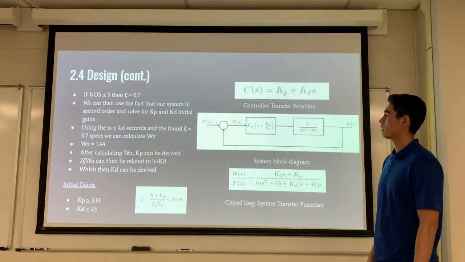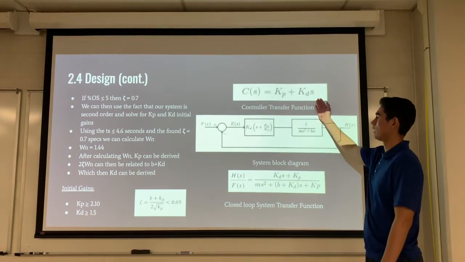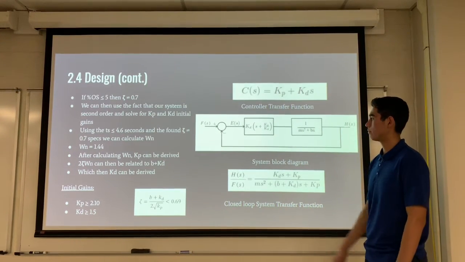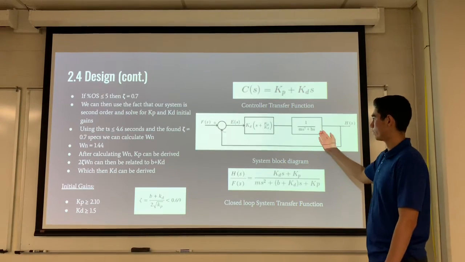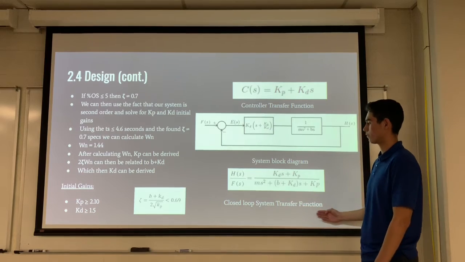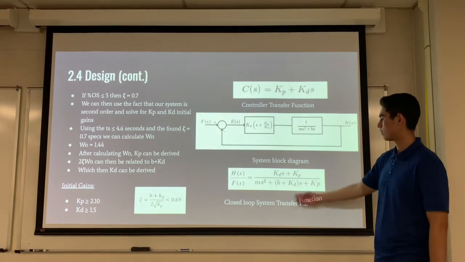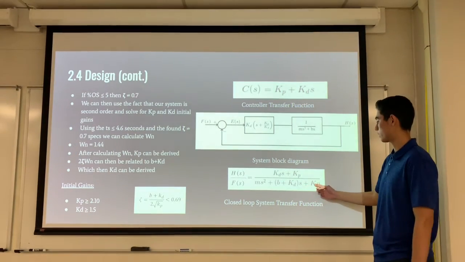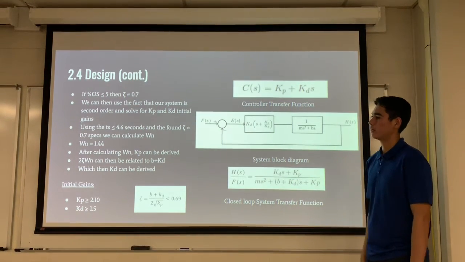After designating our PD controller, we were able to find our controller transfer function to be Kp plus Kds. We can then use this controller and implement it into our system block diagram as we have our controller and our original plant, which is just our original transfer function. We can then close loop the system and find the closed loop system transfer function, which we relate the output height over the input force. We find that to be (Kds plus Kp) over (ms squared plus (b plus Kd) times s plus Kp), which as you can see is a second order system based off of the 2 in front of the s.